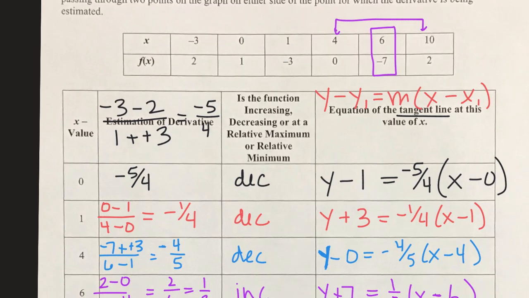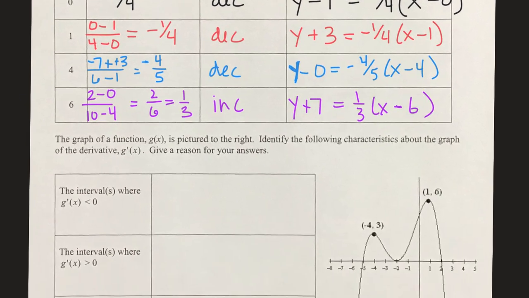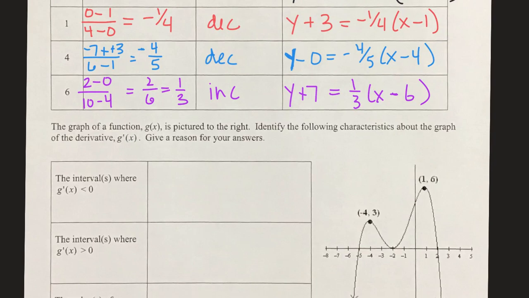Okay, let's see what else it says. The graph of g is pictured. So this is a graph of g, right? This is our actual function. Identify the characteristics about the derivative g prime. Okay, so the intervals where g prime is less than 0.